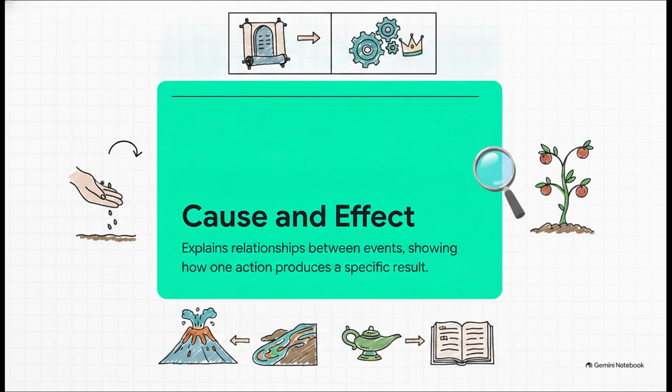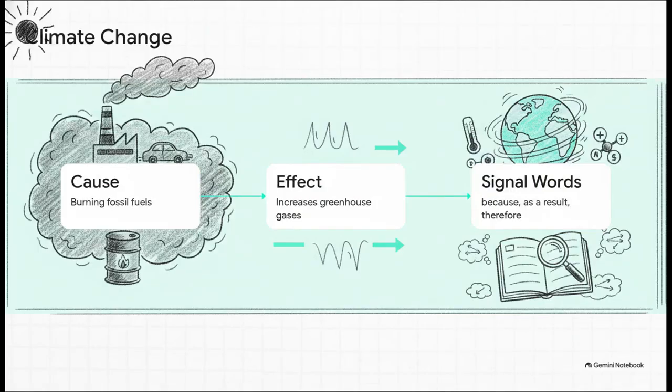You'll see this all the time in science or history, like an author needs to explain exactly why a historical war started, or maybe why a specific chemical reaction happened. It literally connects the dots from the starting action directly to the final outcome. Let's look at how this works in practice.